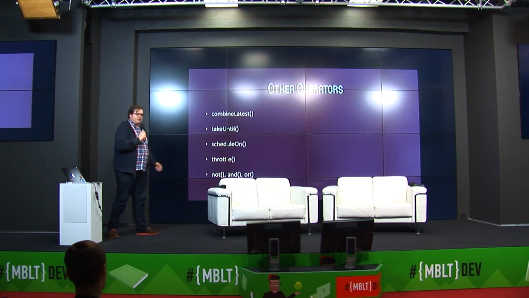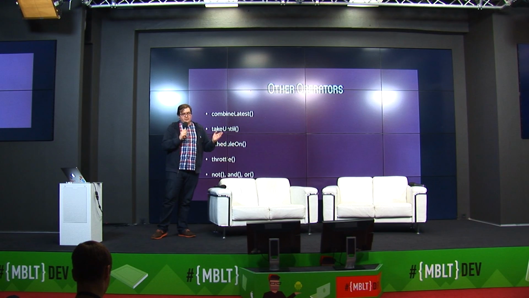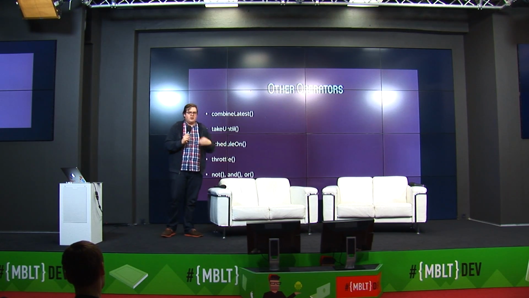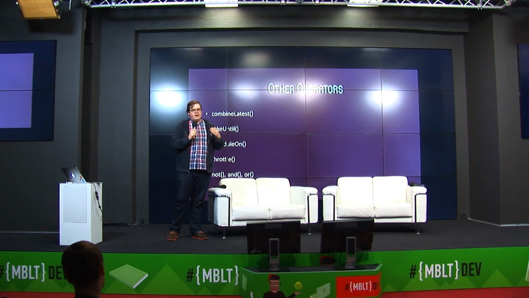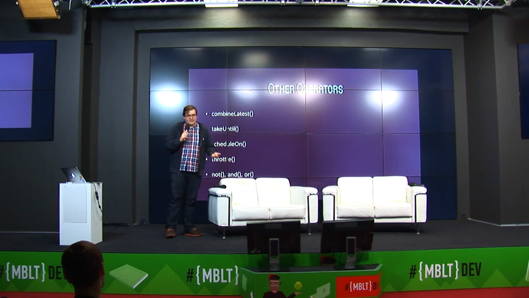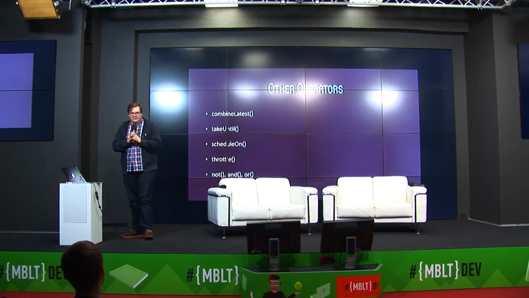Schedule on is really good for shunting execution from one thread to another. Throttle is really great if you have a signal that produces a lot of new values, and you only want to update the user interface once a second instead of thousands of times a second, which would just be a waste of CPU power. And then there's not, and, and or, which are the logical operators that behave exactly as you expect them to.